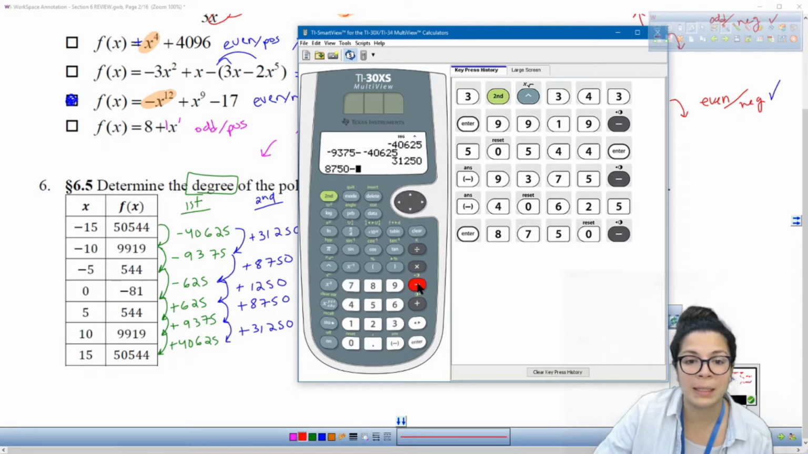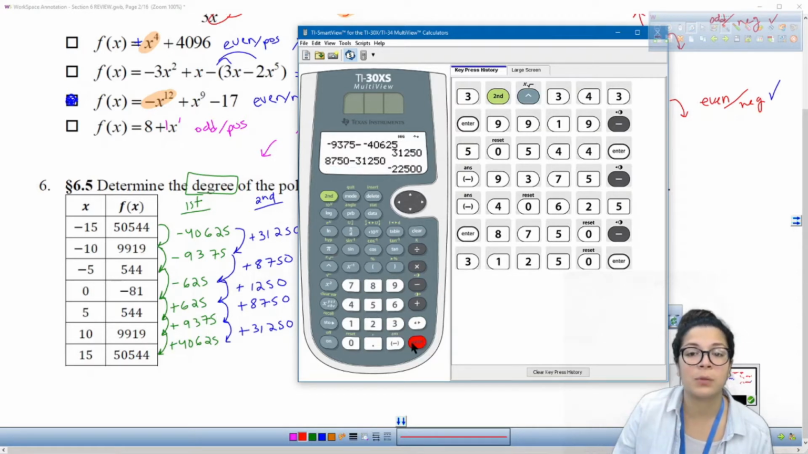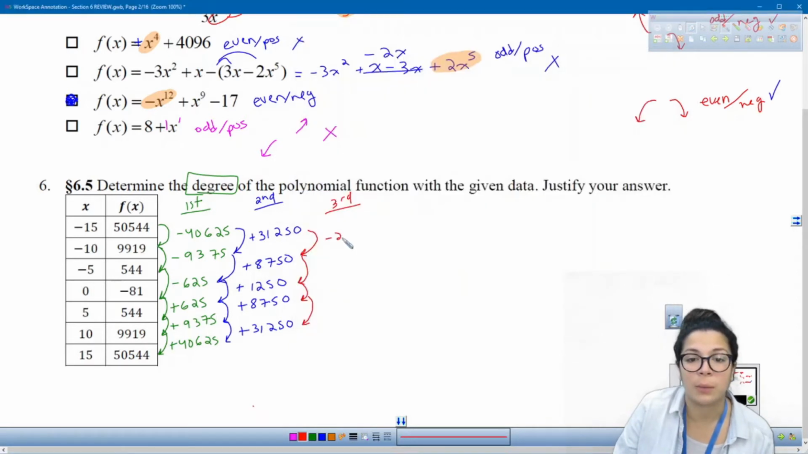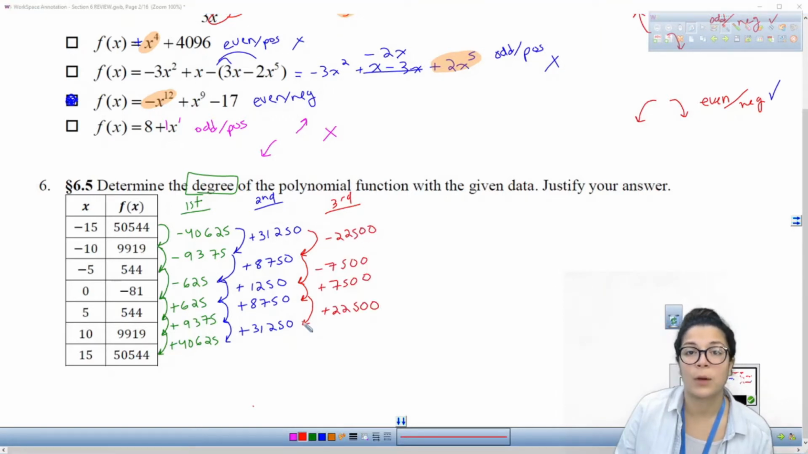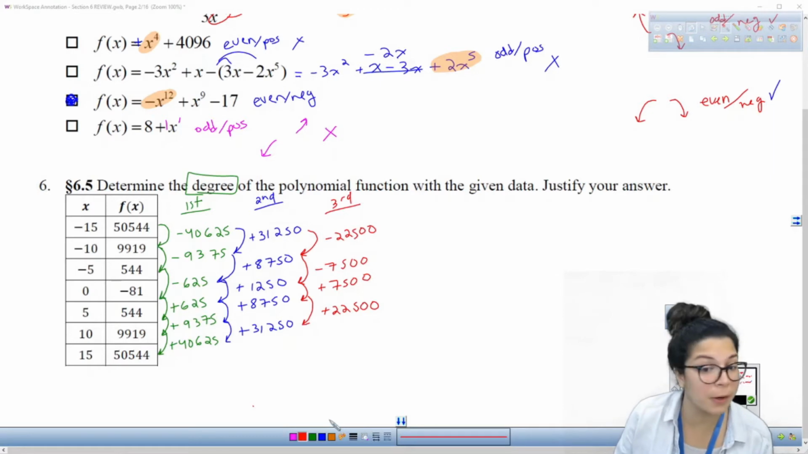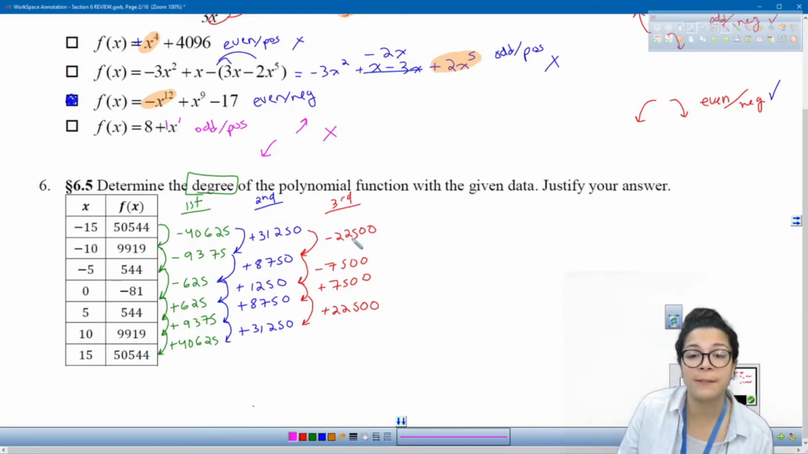8,750 minus 31,250. What do we get there? Negative 22,500. And we're going to go through the list and do those. Okay, so bad news. Those were also not the same differences. So we have to do this one more time, right?